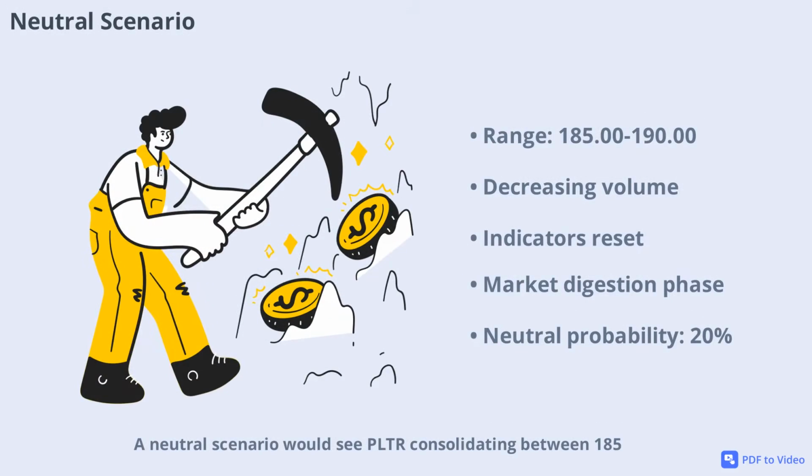Neutral scenario would see PLTR consolidating between 185 and 190, with decreasing volume as technical indicators reset. This range-bound movement would allow the market to digest recent gains and losses, setting the stage for a potential breakout or breakdown once new momentum emerges. Probability-weighted, the neutral scenario currently stands at 20%, with traders watching for a decisive move in either direction.